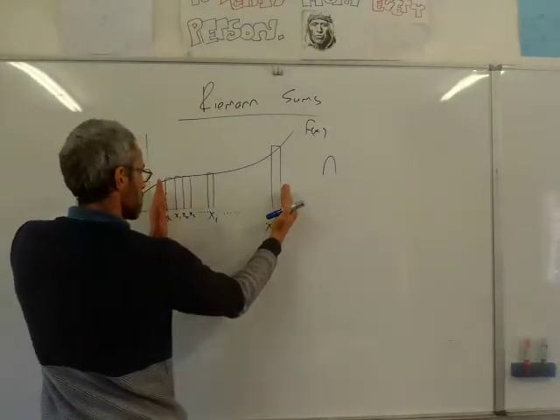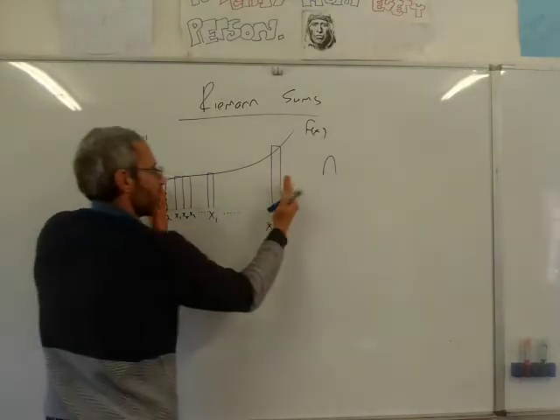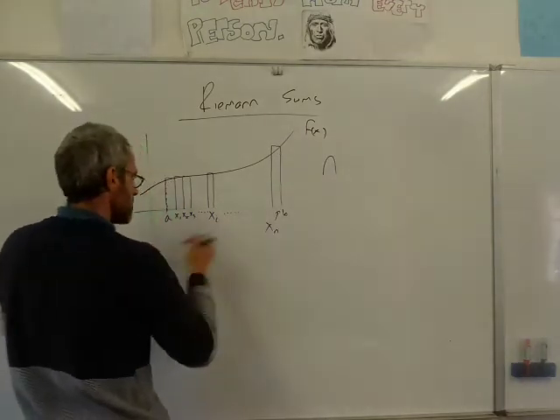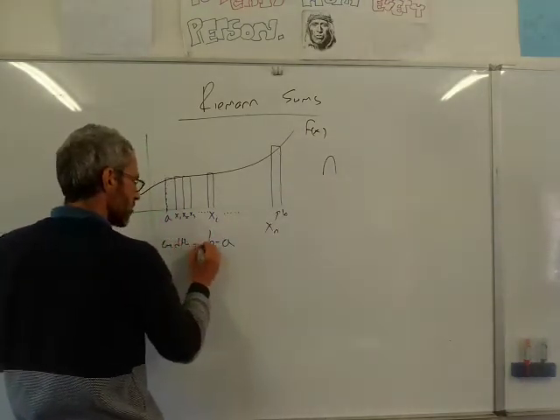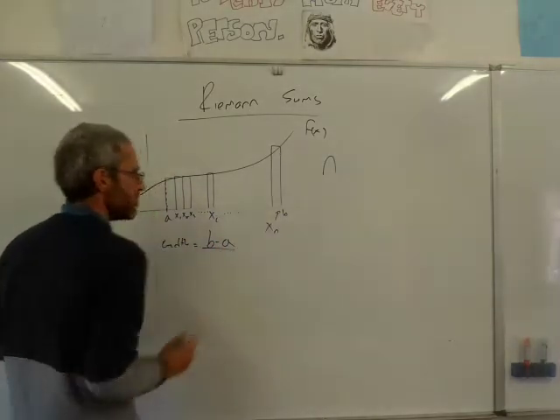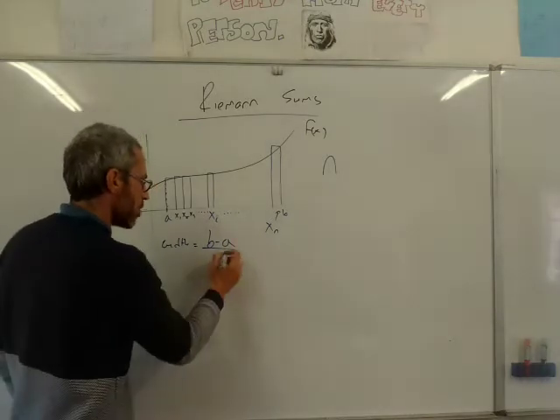What's the distance between the left edge of the first block and the right edge of the last block? It's going to be b minus a. So the width is obviously not going to be b minus a. It's going to be b minus a divided by the number of blocks. How many blocks do I have?